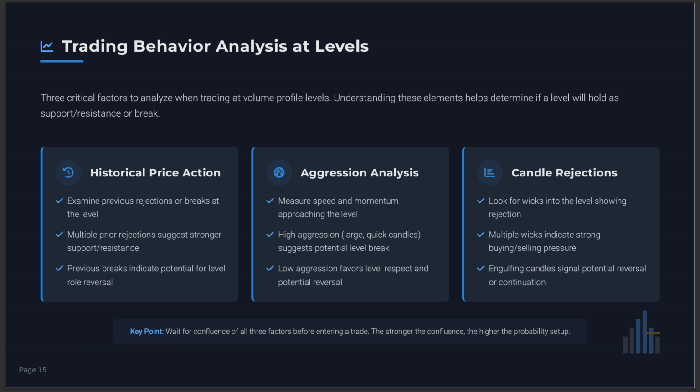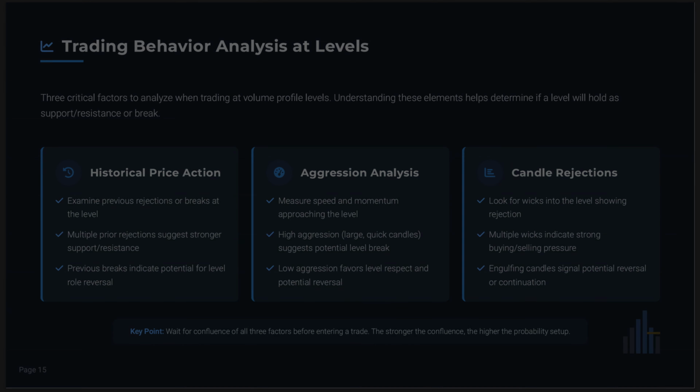Here's a real example. If you see a level that's bounced twice before, price approaches it slowly without aggression, and then you see candles with wicks rejecting the level, that's a high probability setup for another bounce. Conversely, if you see a level that's bounced before, but price hits it with massive volume and displacement, and candles are closing through the level rather than wicking off it, that level is likely to break. This discretionary analysis can't be programmed or automated. It's developed through experience and repetition.